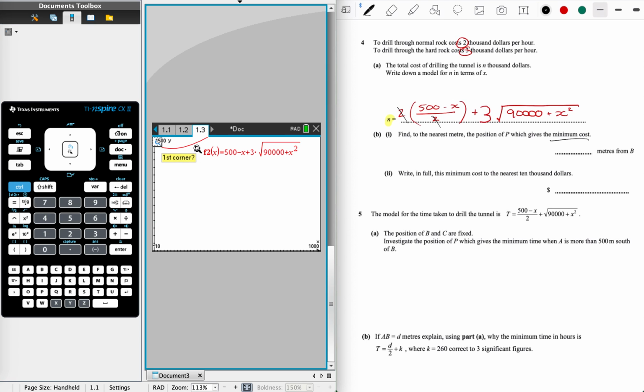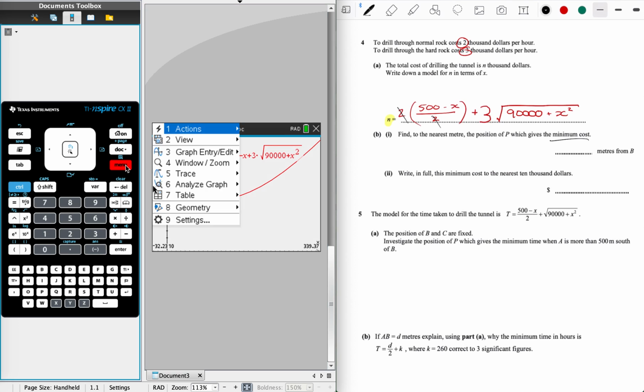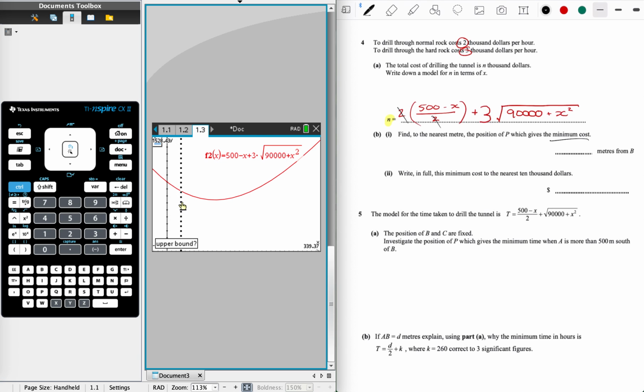Just see what's happening. So the first corner I'm going to put down here. Okay, so here it is. I've got my axis. I've got my equation. Let's just have a look. I don't need that anymore. Move this out of the way. We're after the minimum point, so let's just analyze this graph and have a look. Analyze graph for the minimum. Okay, what have I got coming out?